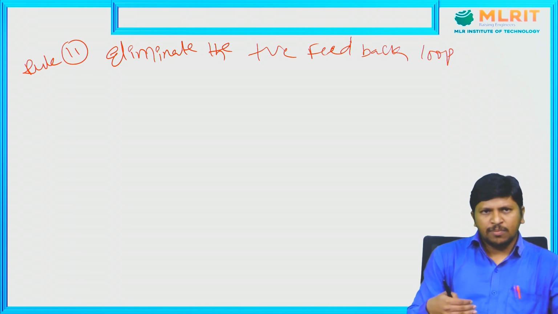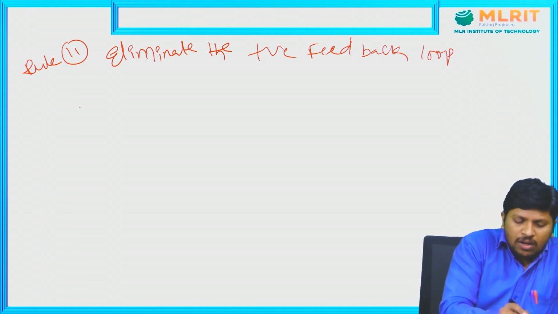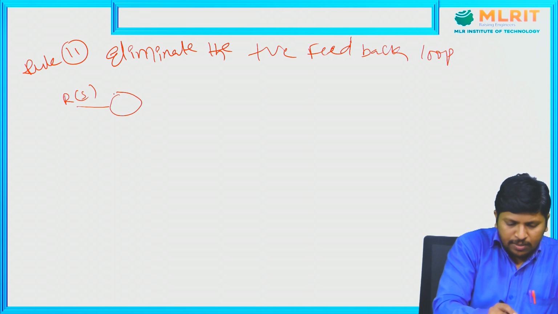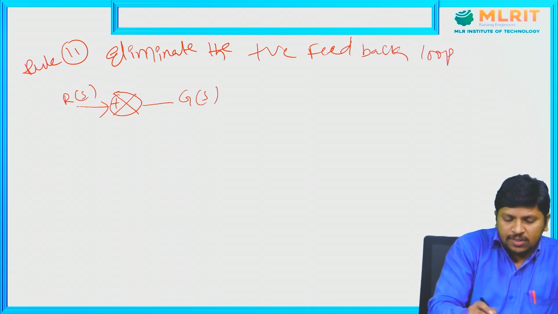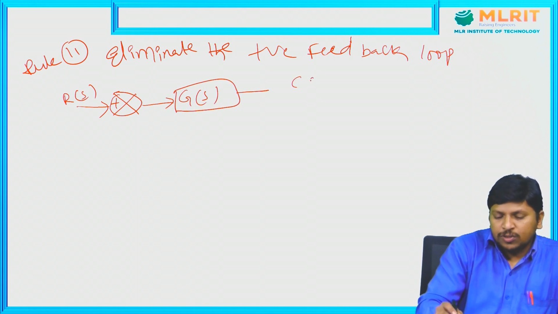Here also the same positive feedback loop. I am going to apply the input signal R of S to the summing point, and loop gain is G of S, and here output is C of S.